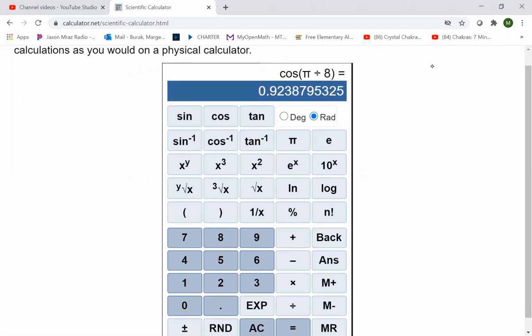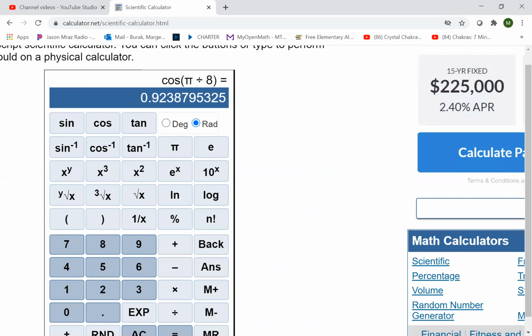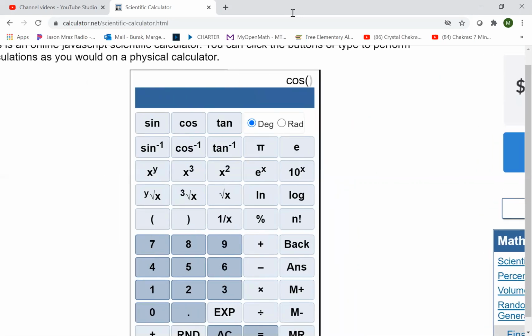Okay, so it's 0.92. I don't think I can draw on here. No, I can't, but okay. So the next one was cosine of 36 degrees, so I would have to go back to degrees and then go to cosine of 36. And then I'm going to write this down. So that's 0.809. You want to be at least 3 decimals clear, okay?